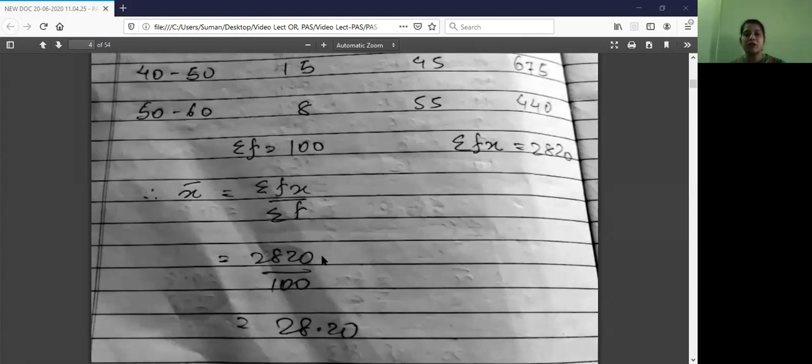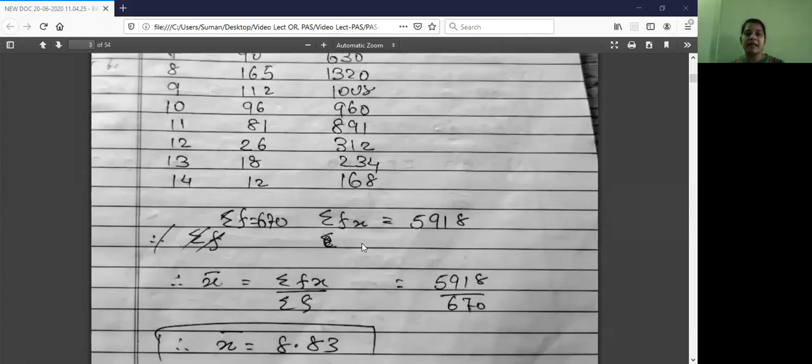So what is the value of the summation fx? The value of the summation fx is 2820, divided by summation f, and the value of the summation f is 100. So we get the answer 28.20.